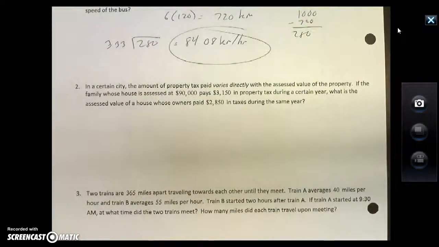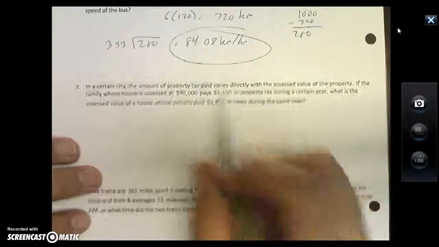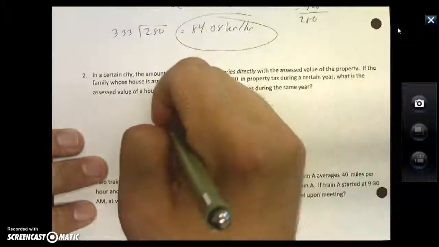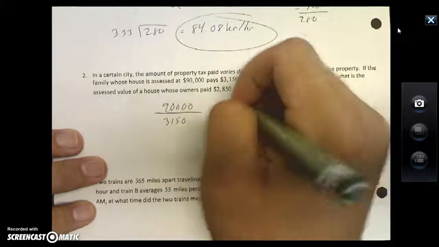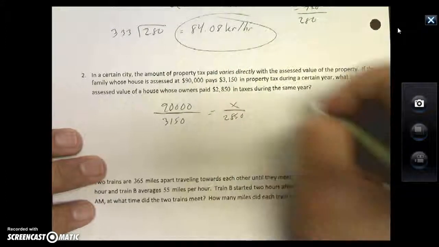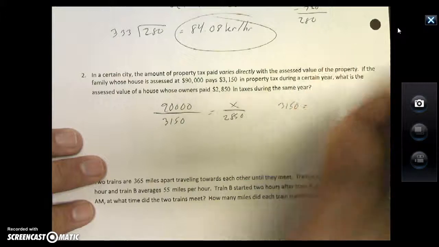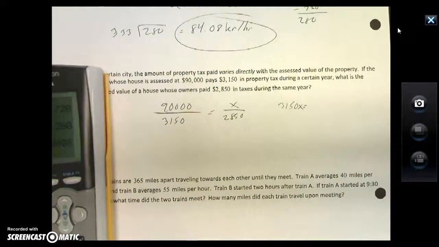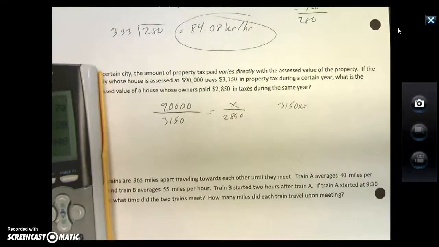Number 2, in a certain city, the amount of property tax paid varies directly with the assessed value of the property. If the family whose house is assessed at $90,000 pays $31.50 in property tax during a certain year, what's the assessed value of a house whose owners paid $28.50? Separate proportion. 90,000 over 31.50. This is almost exactly as the other one. Equals x over 28.50. 31.50x equals, we're doing 90,000 times 28.50.